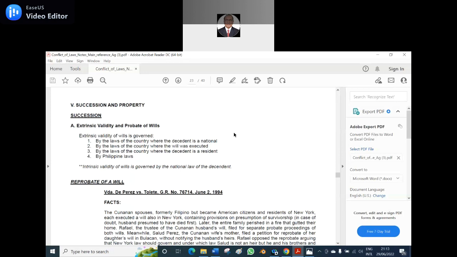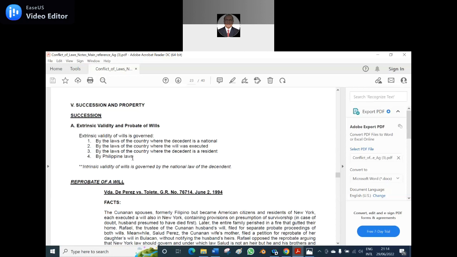Who is the decedent? The decedent is nothing but a deceased person. In which country was he a national? That is number one, the connecting factor, nationality. Number two, by the law of the country where the will was executed. Suppose you have written a will and it is executed in a country, then that country's law would be applied.